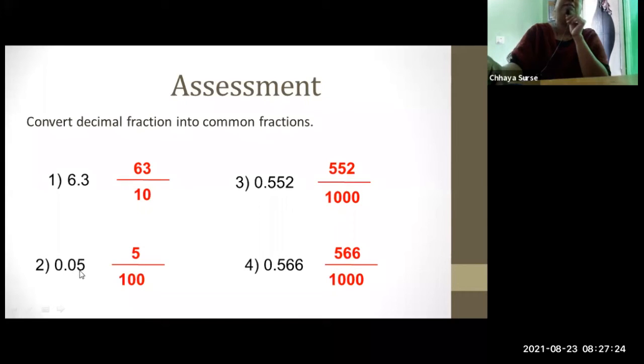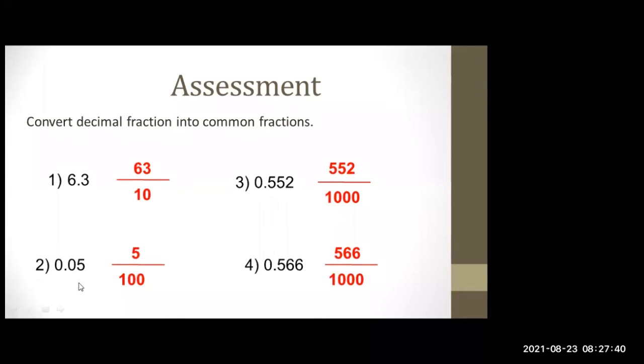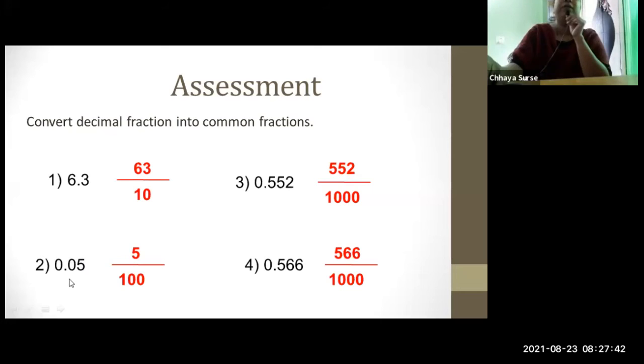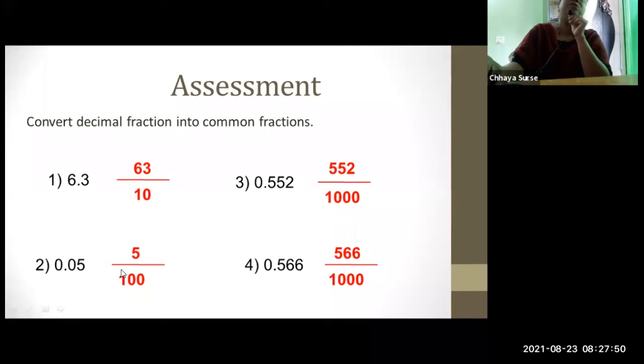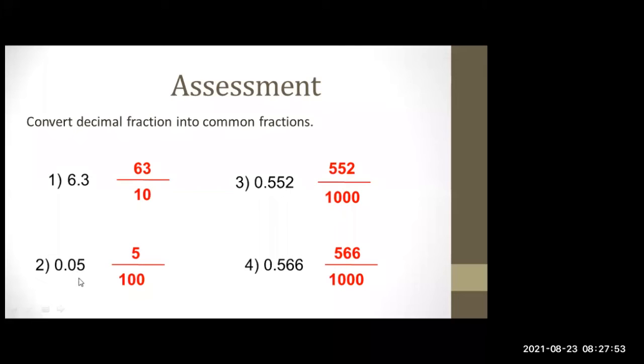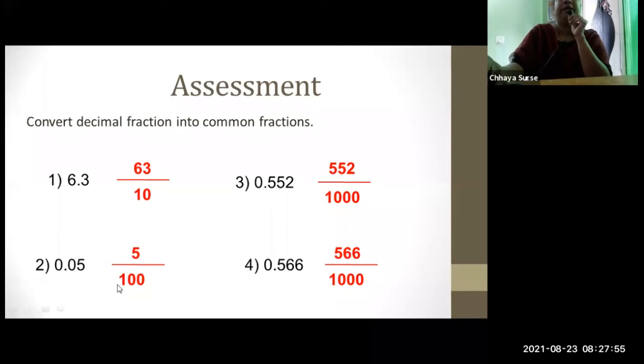How many decimal places are here? How many digits? Yes, Abhishek, 3. Here I'm showing the arrow in the second. 2 digits, very good. So here we are taking the 2 zeros with the 1. The number you will write as it is, 5 upon 100. In this way, we convert the decimal fraction.